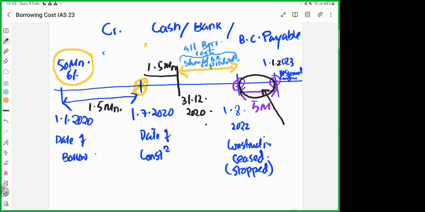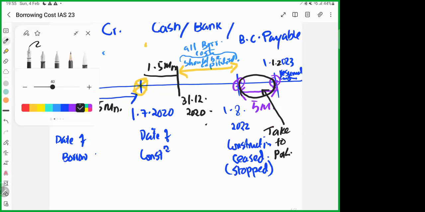But the bank is going to charge you interest. And how am I going to treat or deal with this? The same treatment as at the beginning, take to profit and loss. But then, what will happen from this date onwards?